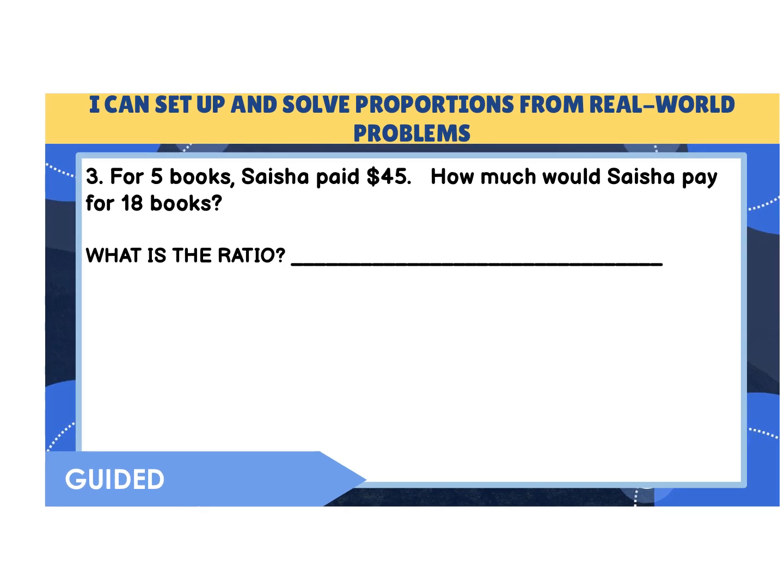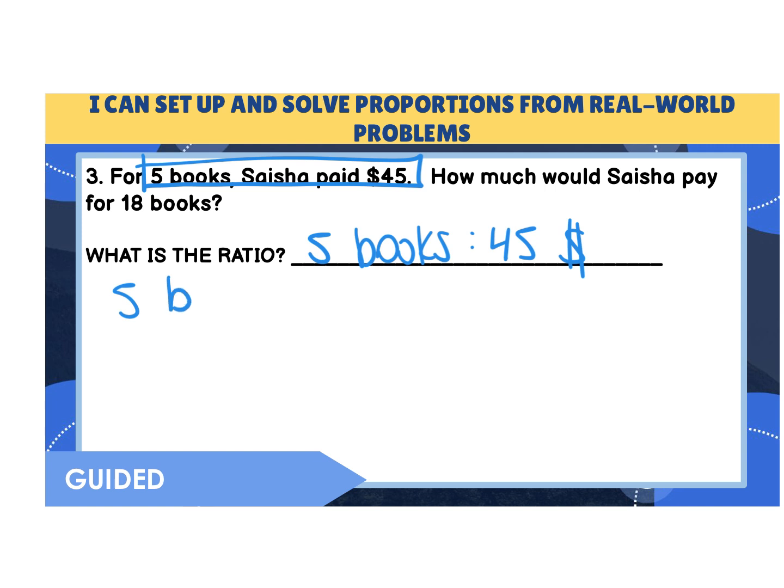For 5 books, Sasha paid $45. How much would Sasha pay for 18 books? So our ratio, 5 books to $45. Write that ratio as a fraction, 5. And you could just put a B for books if you want to save yourself. But by just rewriting it like this, 5 over 45, you might confuse yourself because you don't know which is which. So always at least put one letter. I'm going to put a B for books and a dollar sign.